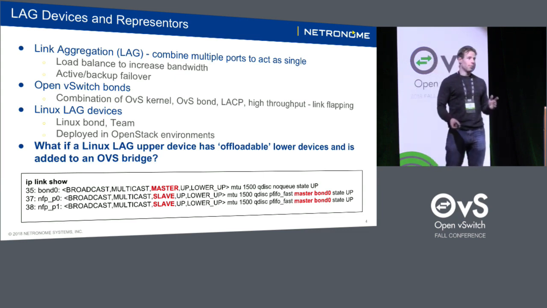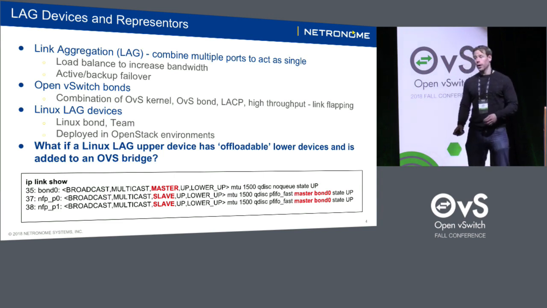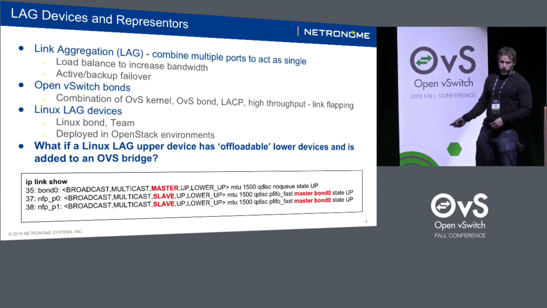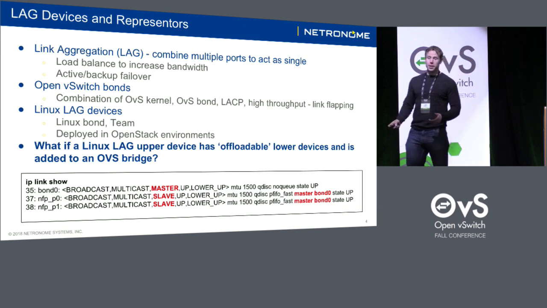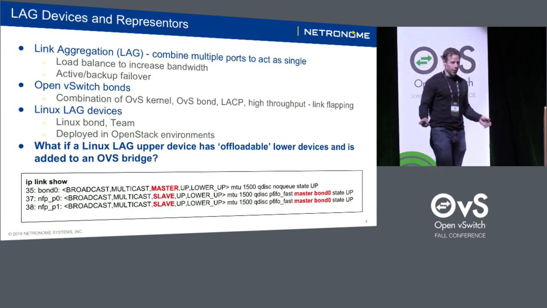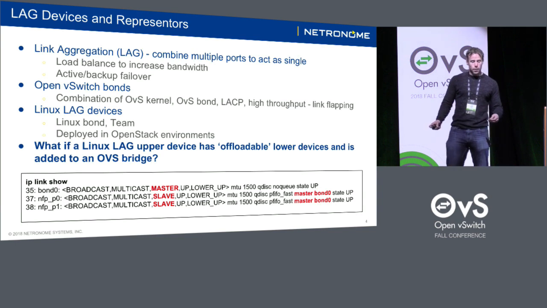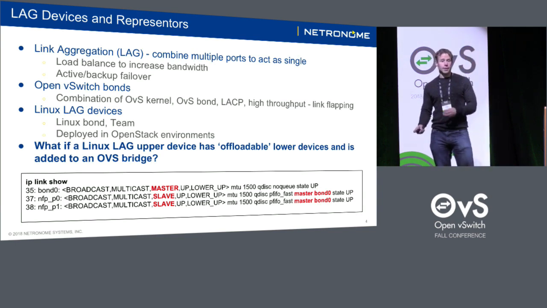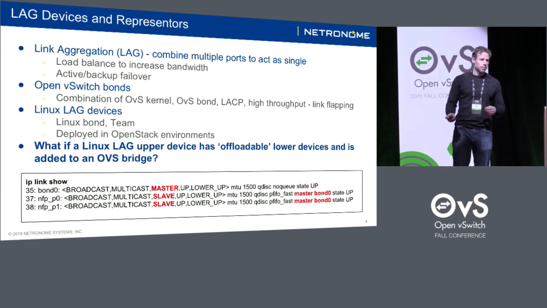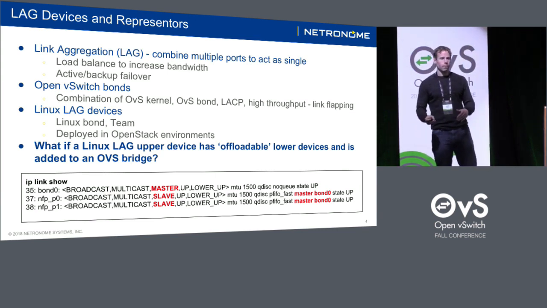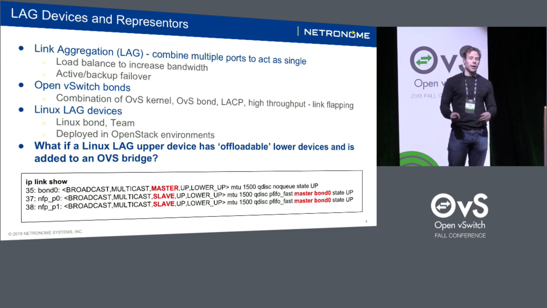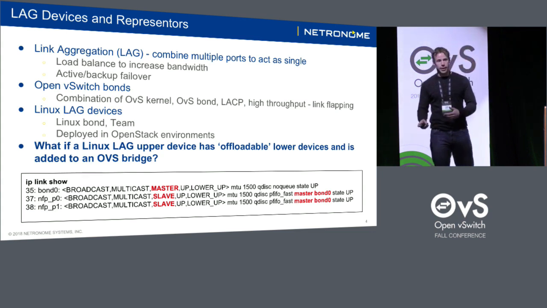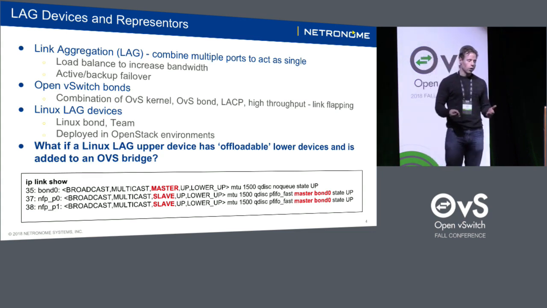So Linux lag devices primarily consist of the Linux bond and the Linux team driver. I will probably use the terms interchangeably, so if you hear me say bond or team, I'm talking about a lag device. But the point is, if we take one of these Linux lag devices and add it to an Open vSwitch bridge, then how can we still offload the rules that are applied here if the underlying lower level ports of this bond are ports that we're interested in, ports that we are actually looking to offload rules to?